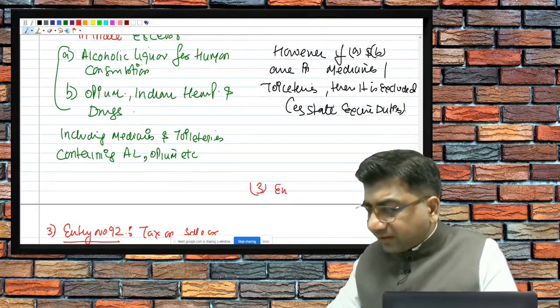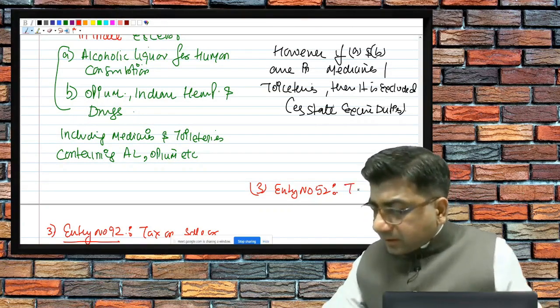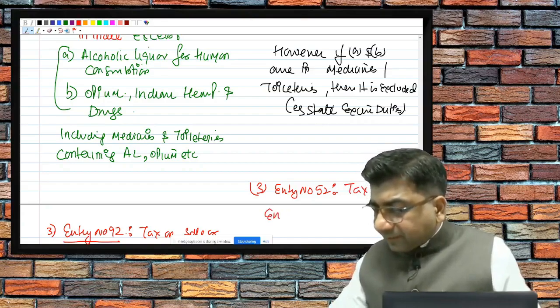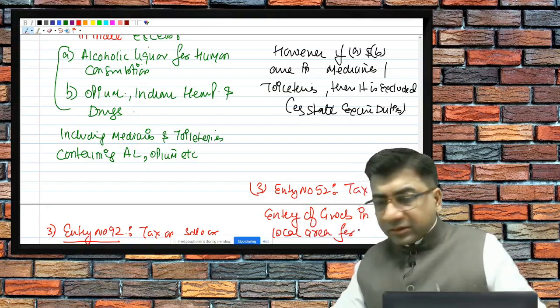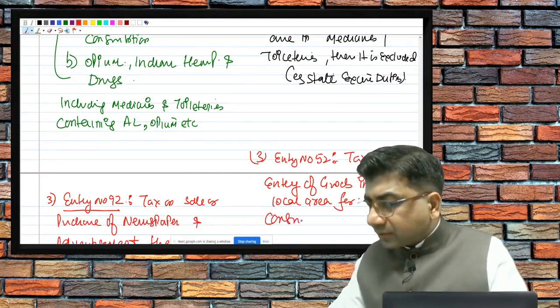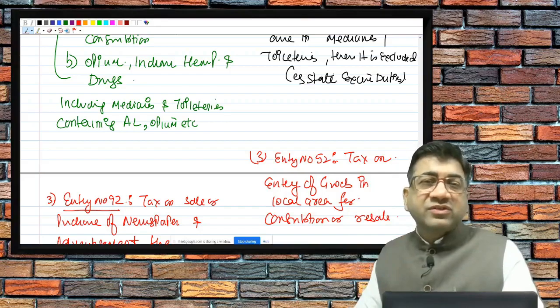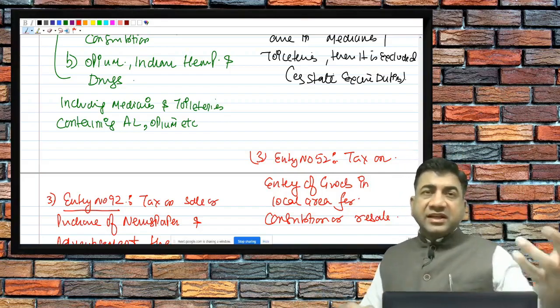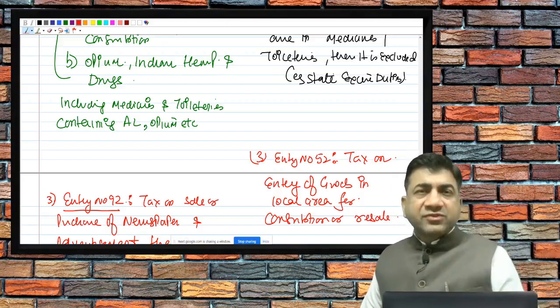Third entry was entry number 52 of the state list. Tax on entry of goods in local area for consumption or resale. Now you can understand how complicated the old laws were, and that was the reason for introduction of GST. Some taxes were levied by the center, some by the state, some X, some Y, multiplicity of taxes were there.